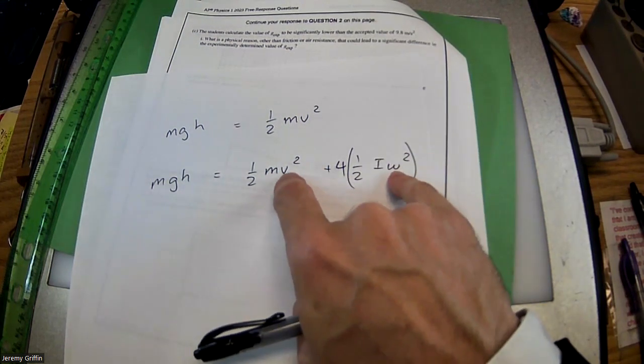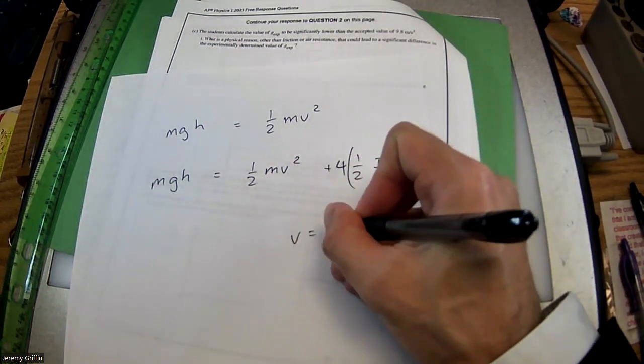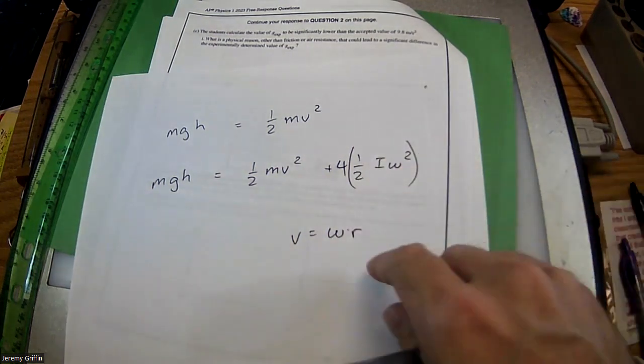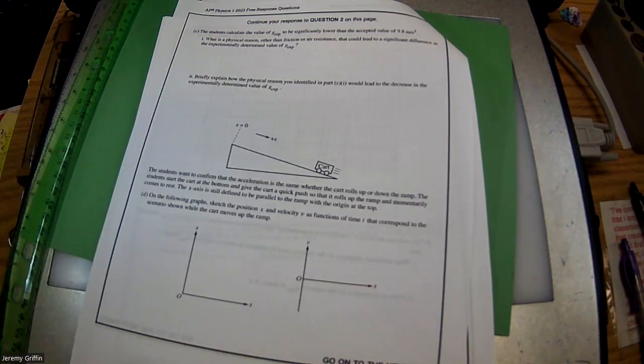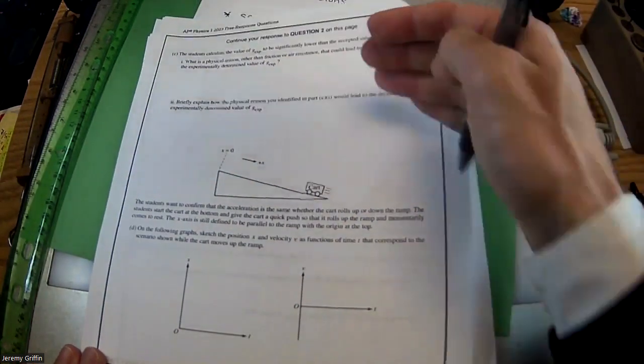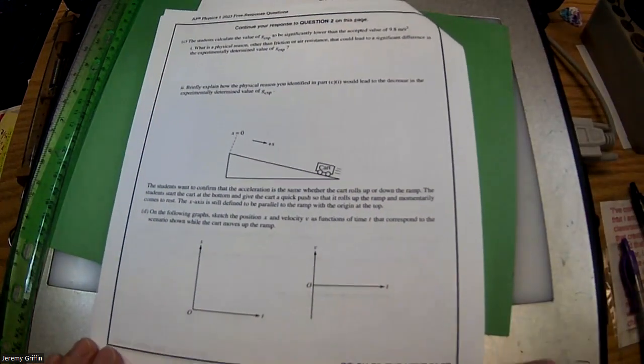Now, if this v and this omega are connected, you could say v is equal to omega R or some version of that, R being the radius of the wheel. But still, the v would be less than expected. It would slow the system down. It would do exactly this. It would show too low gravity.